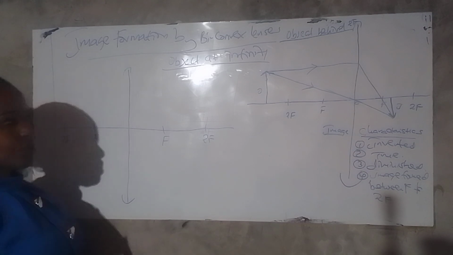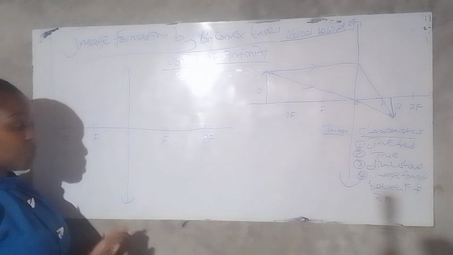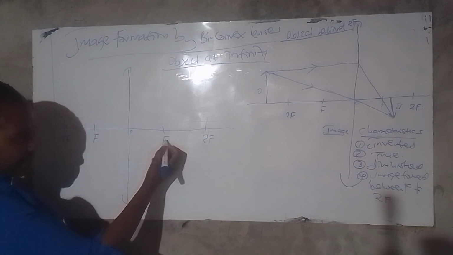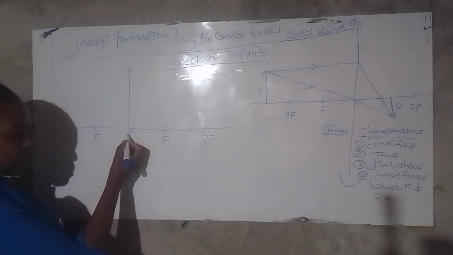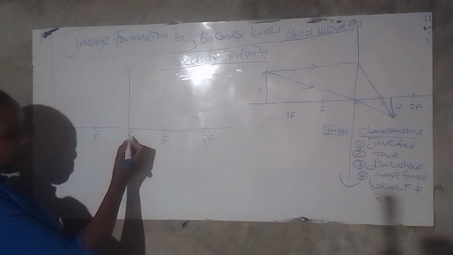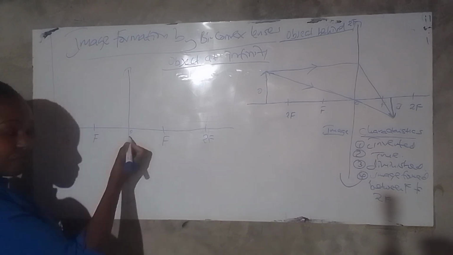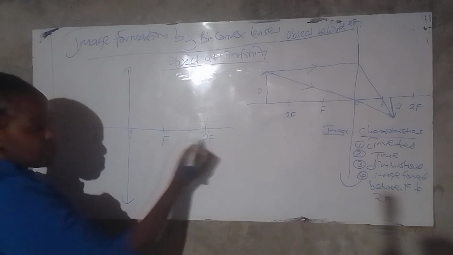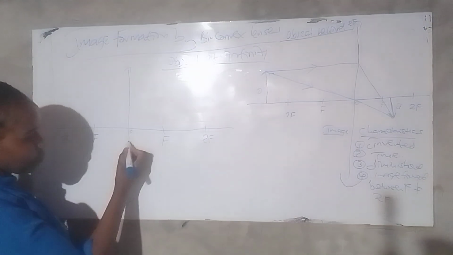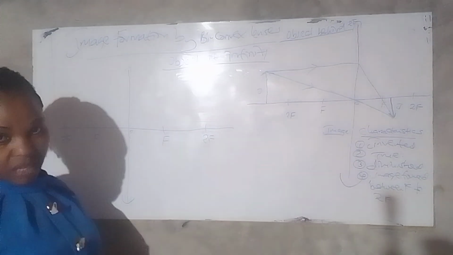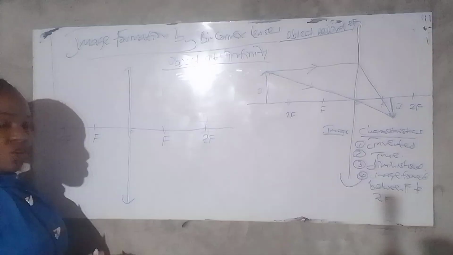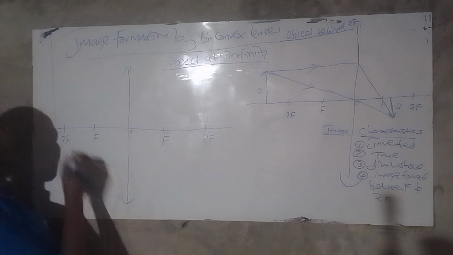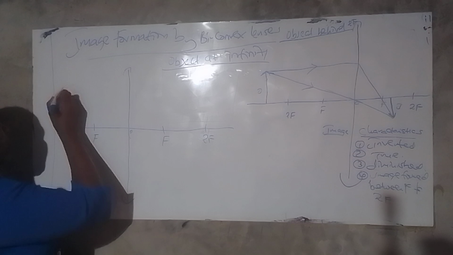Remember, when you're drawing, I'm not using a ruler, so I'm not drawing to scale. Make sure the distance from the optical center to F on this side is equal to the distance from the optical center to F on the other side. From the optical center to 2F must be equal on the other side. Number 2, the distance from the optical center to 2F must be twice the distance from the optical center to F. You must draw that to scale so that you don't get wrong images falling in the wrong places. Now our object, we have moved it.